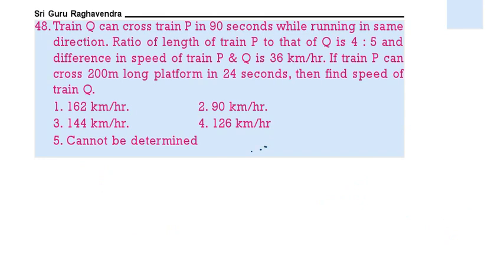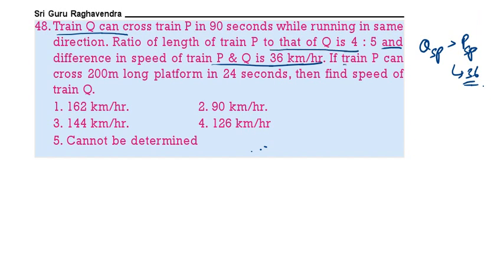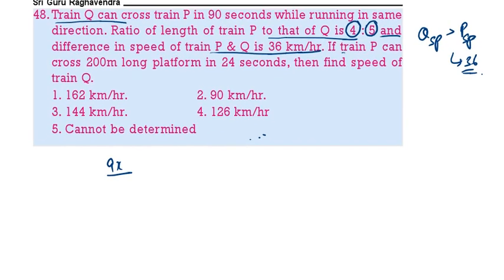Next one. See the next question. Train Q can cross train P in 90 seconds while running in the same direction. Ratio of lengths of P and Q is 4:5 and the difference in the speed is 36. So here the difference in speed of P and Q is 36, Q is crossing P. So Q speed is greater than P speed by 36. Now the lengths of P and Q are 4:5. So P length is 4 parts, Q length is 5 parts. Total length is equal to 9 parts.